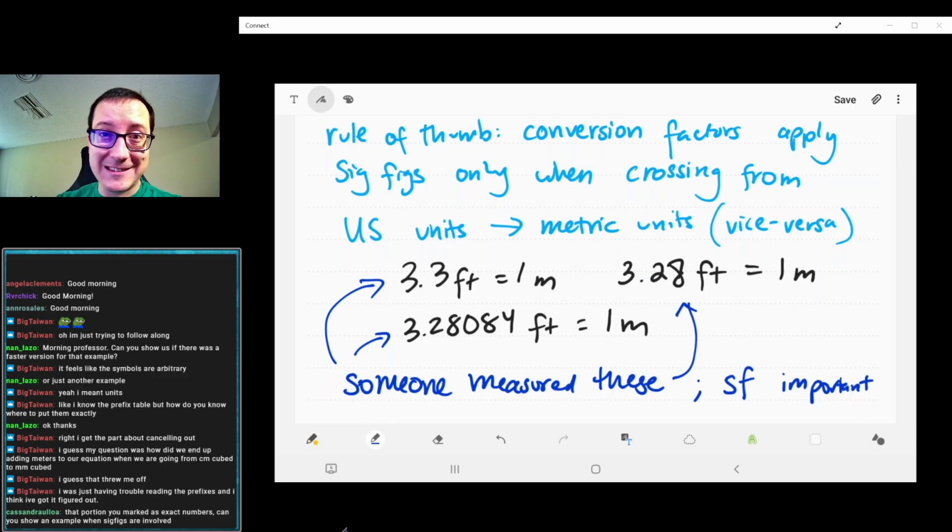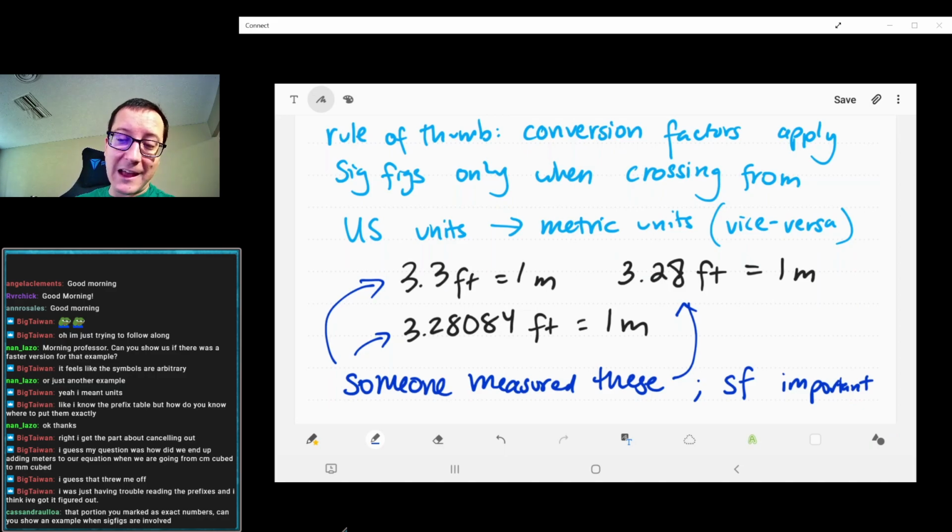They're not exact numbers. And so we do have to worry about sig figs when we're dealing with this. We're going to deal with sig figs when we're crossing between systems. However, if we're staying within the metric system or staying within the US system, we don't have to worry about sig figs for our conversion factors. It's only when you start mixing the two that things get hairy.